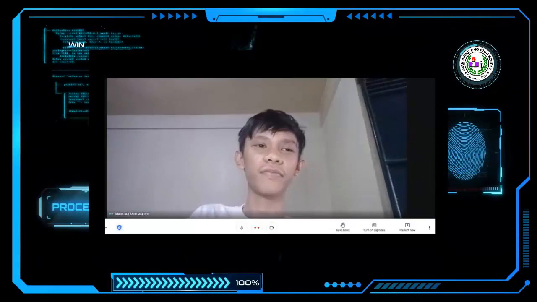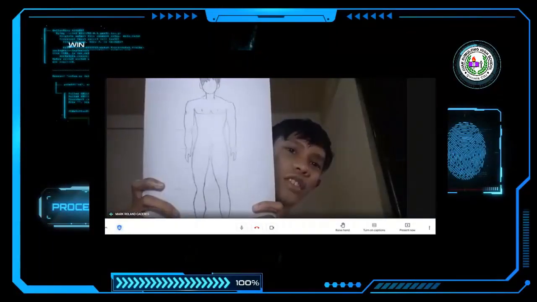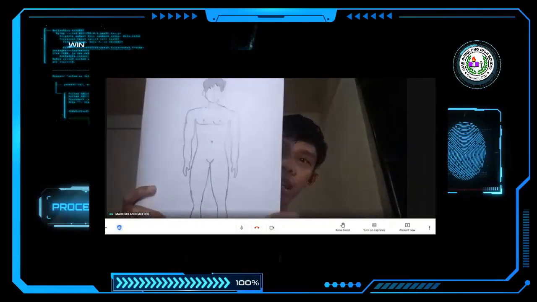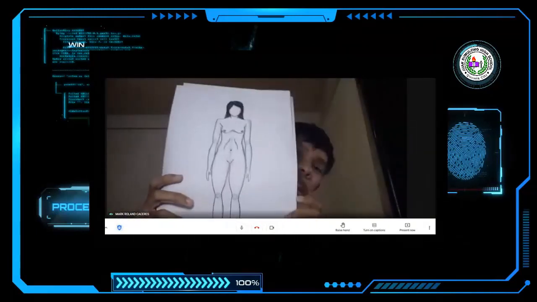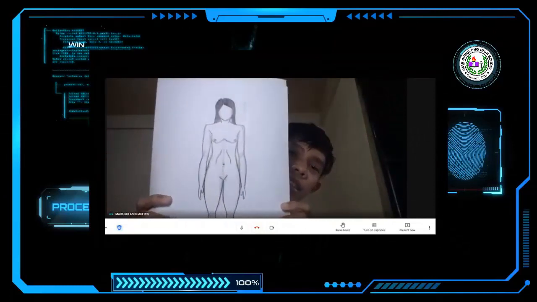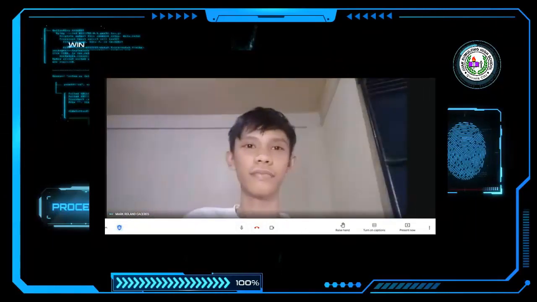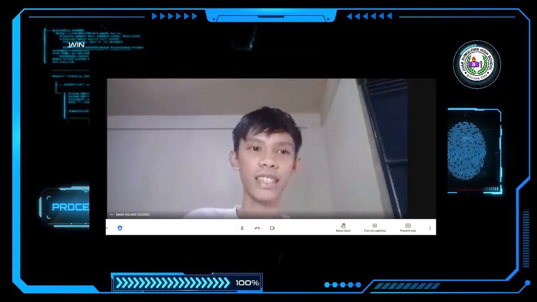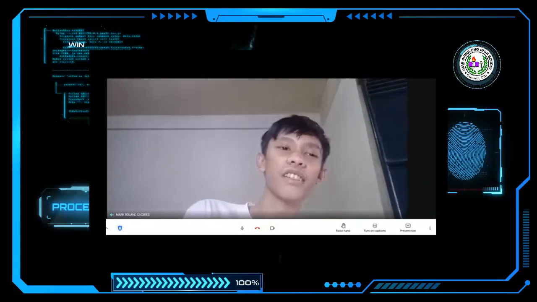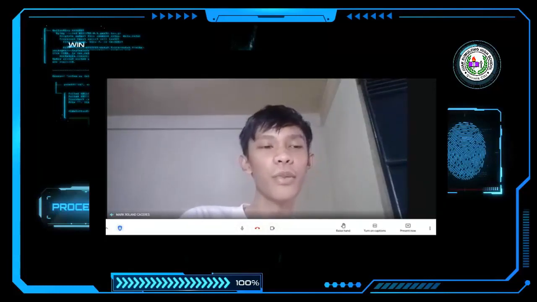Can you show us your work, Mark? Sure, ma'am. So this is my 8-head human figure male, and this is the 8-head human figure female. How did you do that, Mark? I just followed the instructions that you gave to us. Did you enjoy our activity today? Yes, ma'am. I enjoyed this activity because it gave me knowledge about human proportion. Very good.